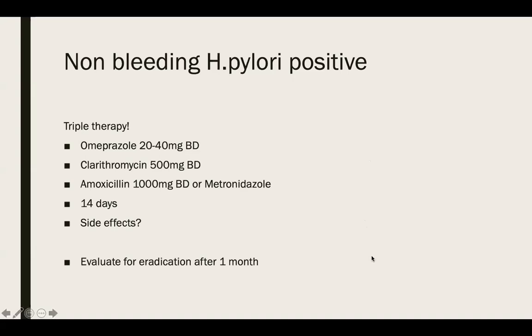Okay, let's move on to the final couple of bits. So if a patient is not bleeding and they're H. pylori positive, how do we treat a patient with H. pylori? So we use triple therapy. So we need to give them omeprazole 20 to 40 milligrams daily, clarithromycin 500 milligrams daily, and then amoxicillin 1 gram daily, or metronidazole. And this should take place for 14 days.